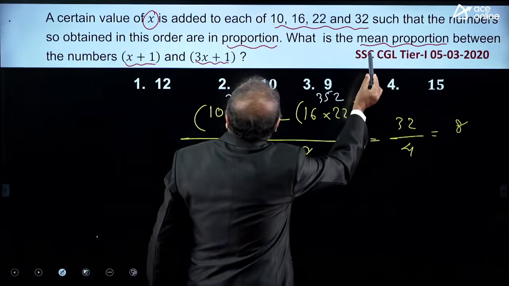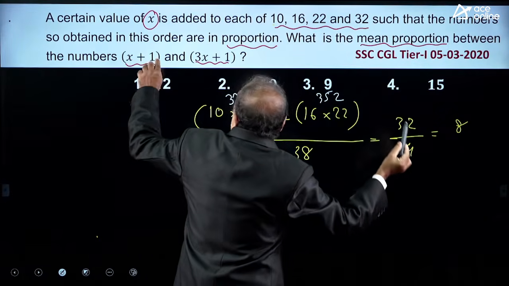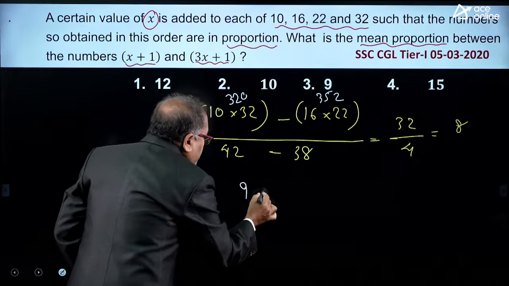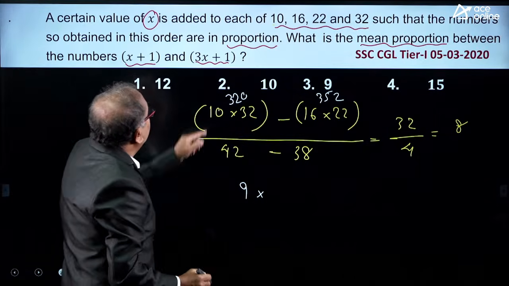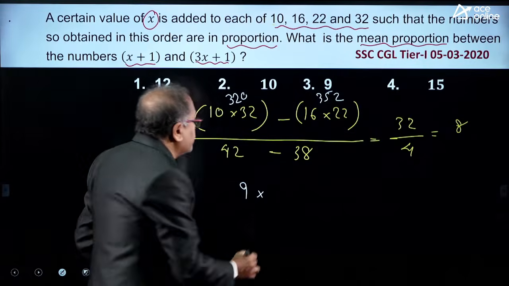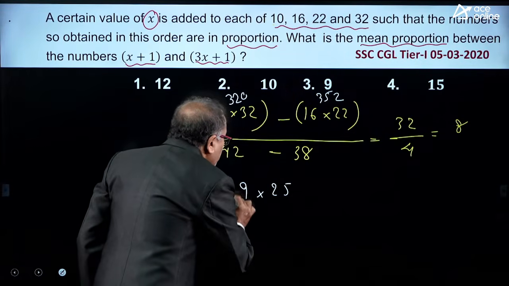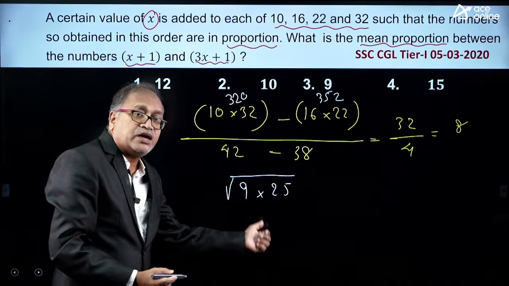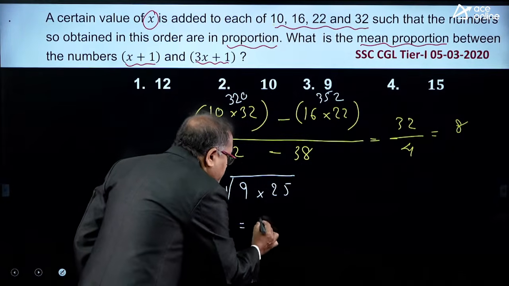Now come to the question part. I need the mean proportion of x plus 1, so that is 8 plus 1 is 9, into what is the other number? That is 3x plus 1. So 8 threes are 24 plus 1 is 25. So the square root of this is my answer. So I notice that here 3, here 5. So 3 into 5 comes 15.